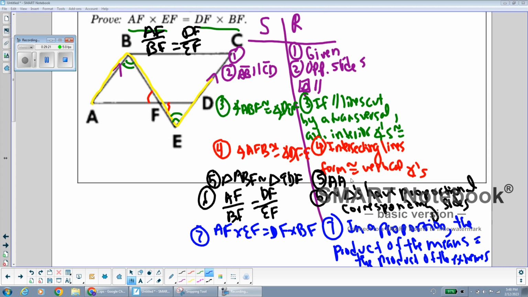After we prove the triangles similar, it's one more step to prove a proportion, and it's always the same reason. Similar triangles have proportional corresponding sides. And then after that, it's one more step to prove the product that we want to prove. And it's always the same reason for that every time. In a proportion, the product of the means equals the product of the extremes.